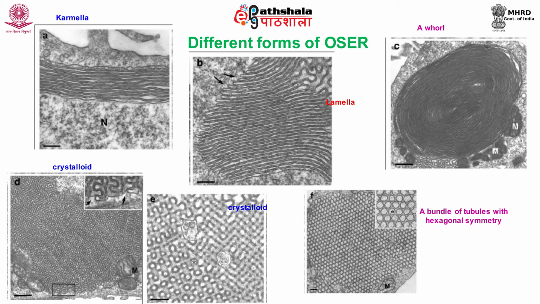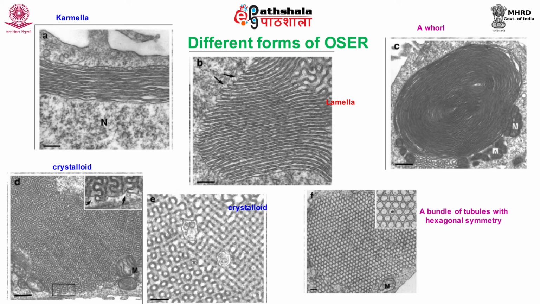Smooth ER forms parallel arrays of stacked cisternae in those tissues which overexpress ER membrane proteins. There are many types of stacked ER and they are collectively called as organized smooth endoplasmic reticulum or OSER. Different forms of such organized smooth endoplasmic reticulum can be observed in this slide.